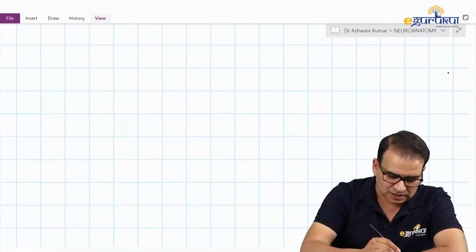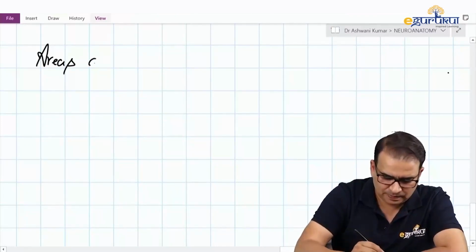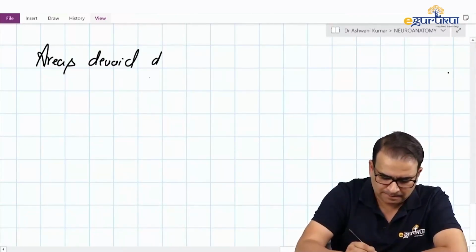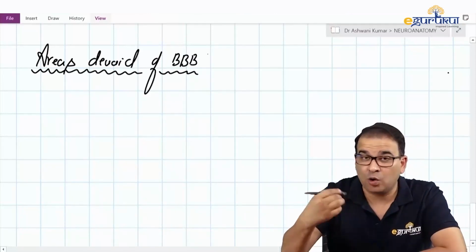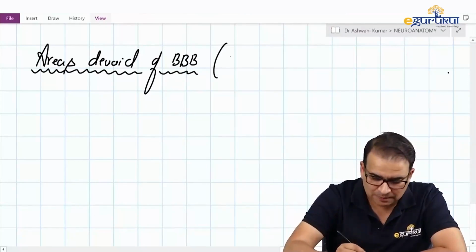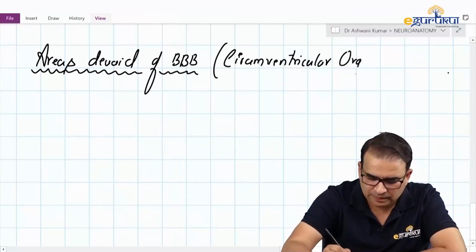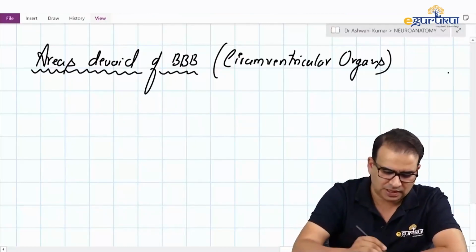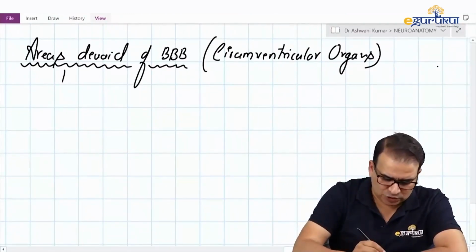So if I talk about areas devoid of blood-brain barrier, in one word, they are present around the ventricle, and that's why they are called circumventricular organs, because of their location. They are around the ventricle. Now let me quote some examples.